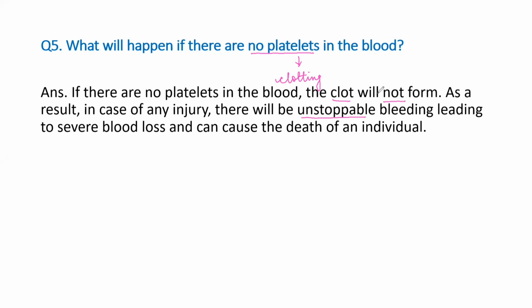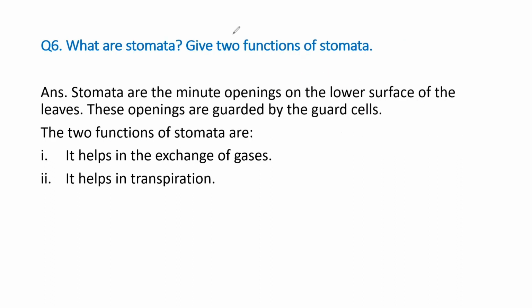Now, if the clot will not form, if we get any cut, if we get any injury, the blood will keep on moving out from our body. And as a result, due to the loss of blood, that person can die. Okay, so platelets are very important in our blood. They play a very important role, that is by the formation of clot. Let's move on to question number 6.